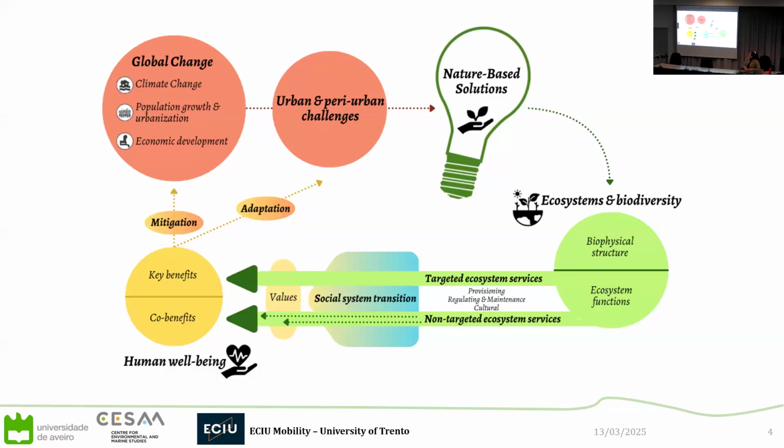This is basically a representation of that flow, of all these terms I mentioned right now. So starting from the global change and the urban and peri-urban challenges, we have nature-based solutions, which can be the opportunity and the solutions that provide various target and non-target ecosystem services and values that are influencing and impacting human health and well-being in terms of key benefits and co-benefits that then can connect again with the global change through mitigation and adaptation, connecting to urban and peri-urban challenges.